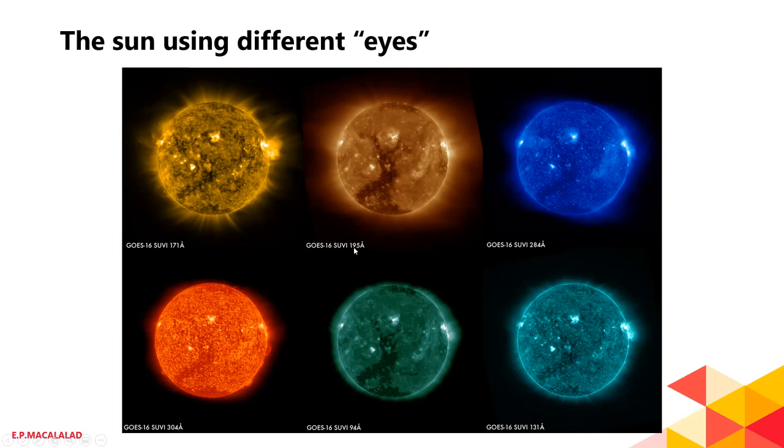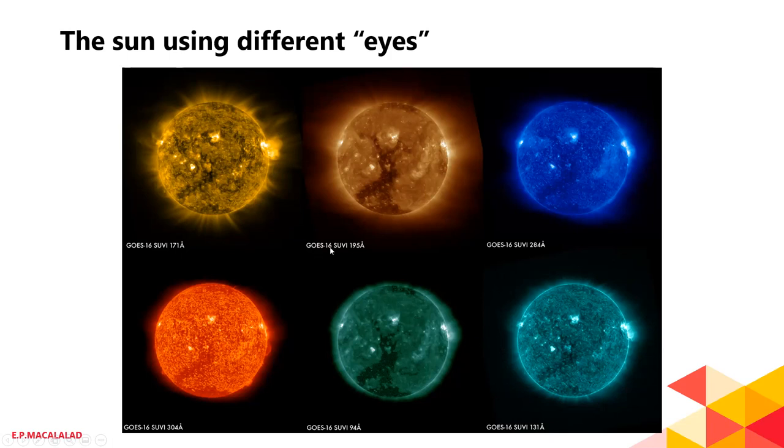So this is in the UV X-ray region. This is 195 angstrom or 19.5 nanometers. This is 28.4 nanometers. This is 30.4 nanometers, 9.4 nanometers, and 13.1 nanometers. As you can see, at different wavelengths you can see the sun from a different perspective. Different wavelengths give you a different sense of what is happening on the surface of the sun.